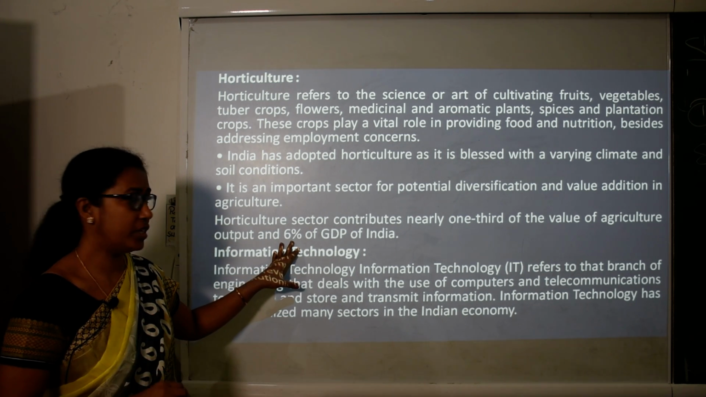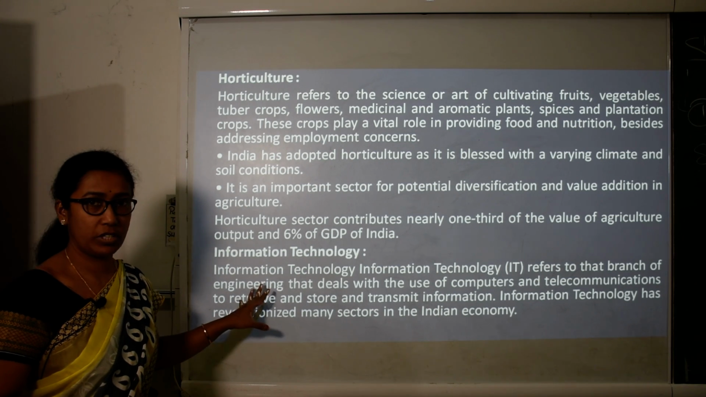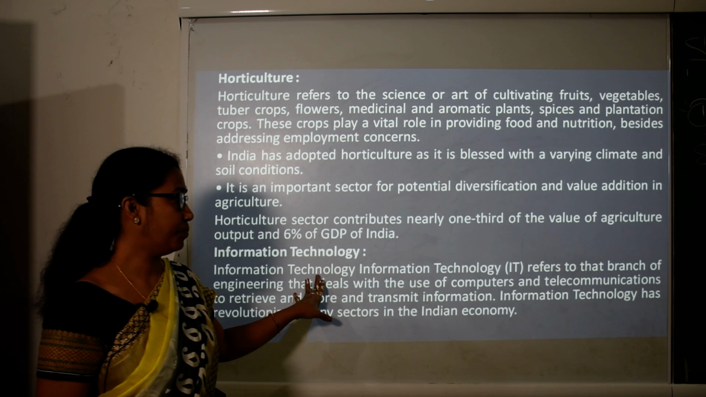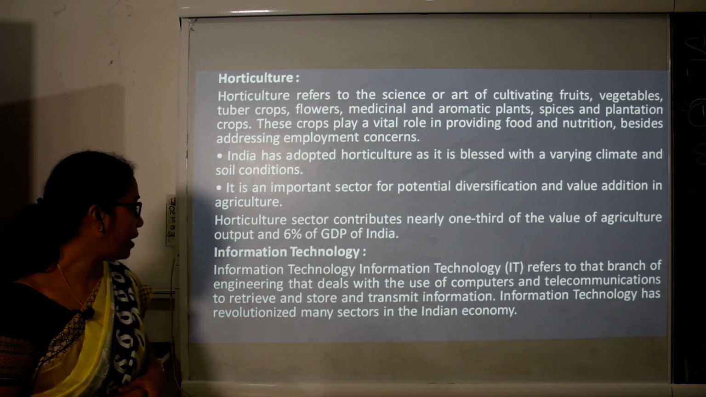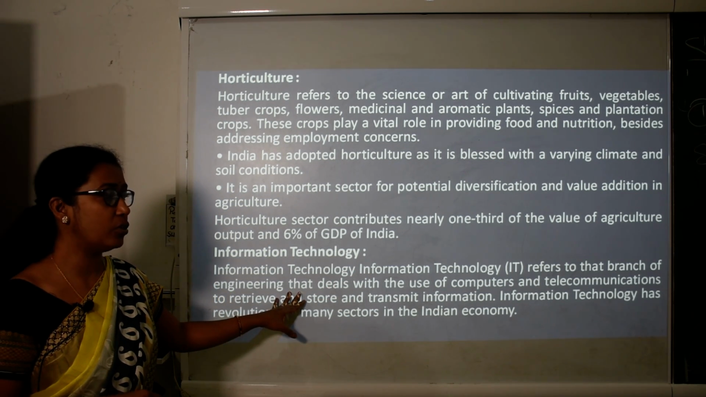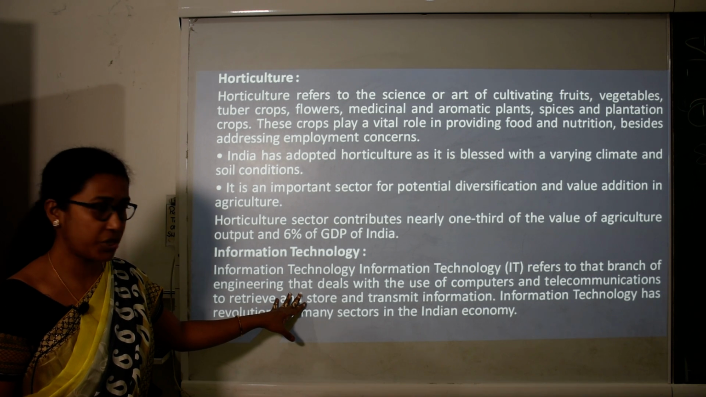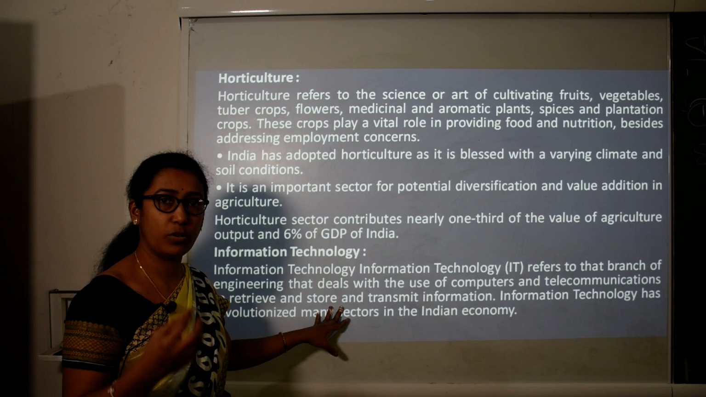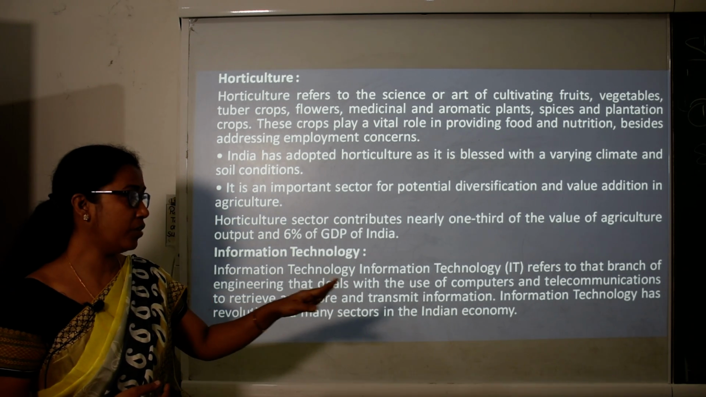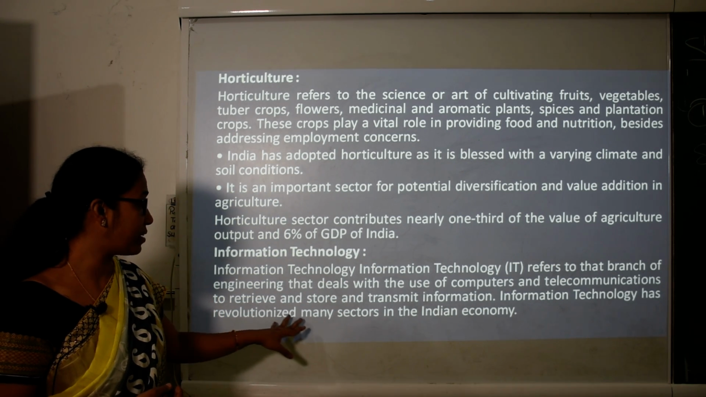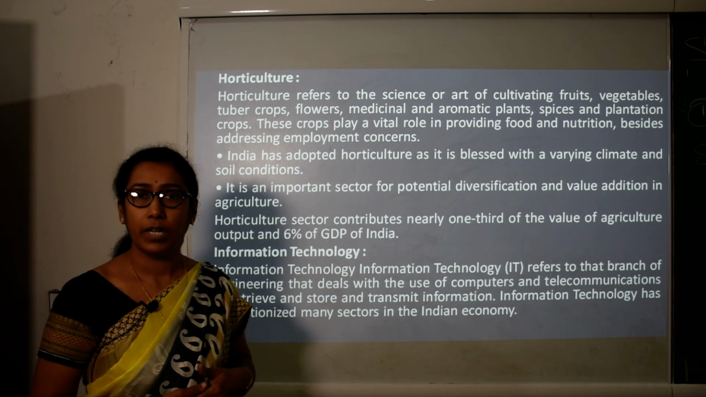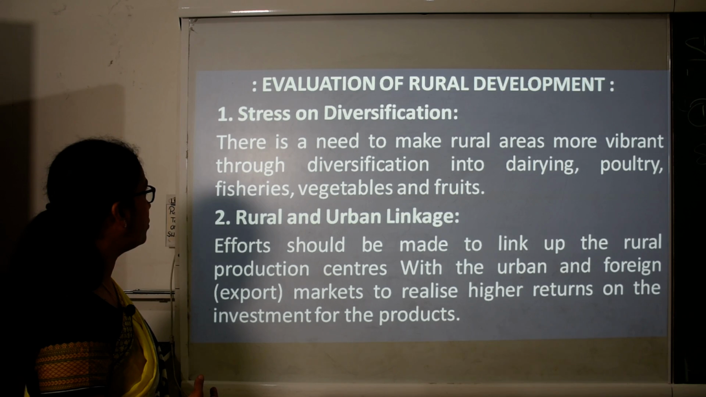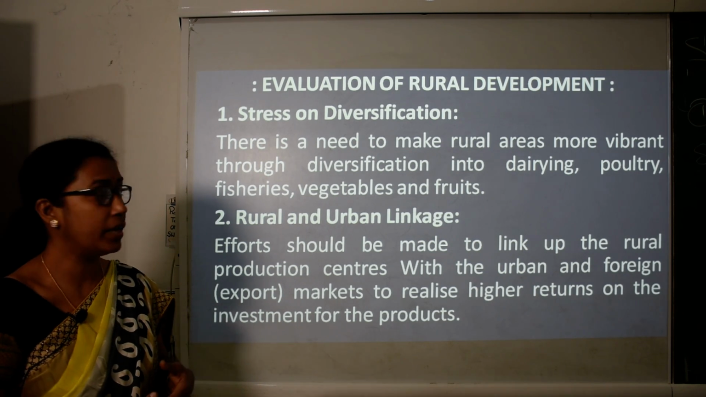and 6% contribution is provided by horticulture to our GDP. Information technology is also one of the next non-farming sectors. The IT sector refers to that branch of engineering that deals with the use of computers and telecommunications to retrieve, store and transmit information. Information technology has revolutionized many sectors in the Indian economy. So these are some of the non-farming sectors which can contribute to the better development of rural areas.